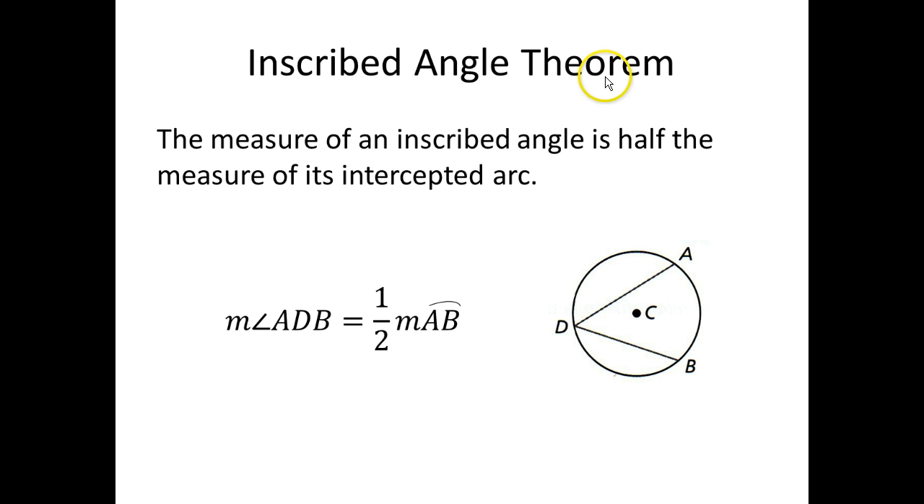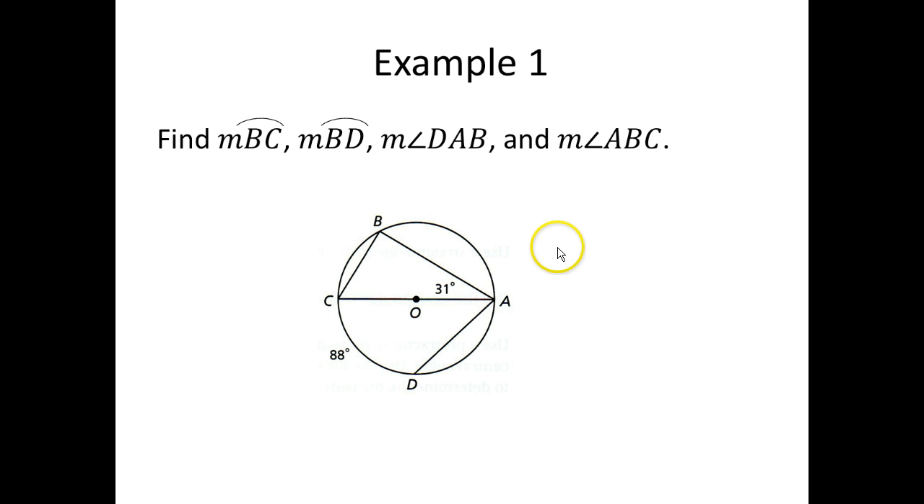Now, the inscribed angle theorem says that the measure of an inscribed angle is half the measure of its intercepted arc. So notice that the inscribed angle ADB intercepts the arc AB. According to this theorem, the measure of angle ADB is going to be precisely half the measure of arc AB. We're going to use this fact to solve the following problem. We want to find the measure of arc BC, the measure of arc BD, the measure of angle DAB, and the measure of angle ABC.